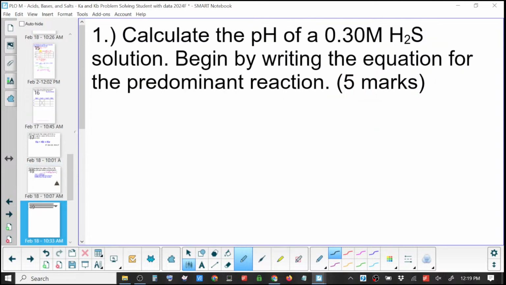Calculate the pH of 0.3 molar H2S solution. Begin by writing the equation for the predominant reaction. This works, because this is actually an exam question.